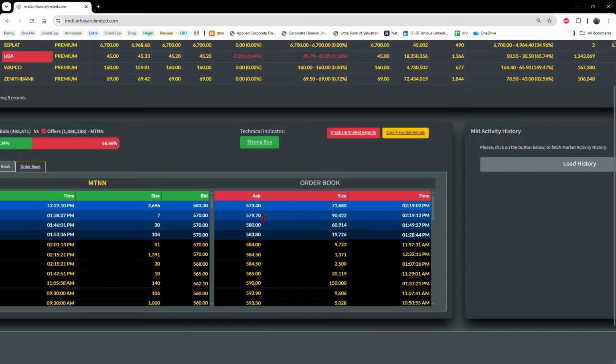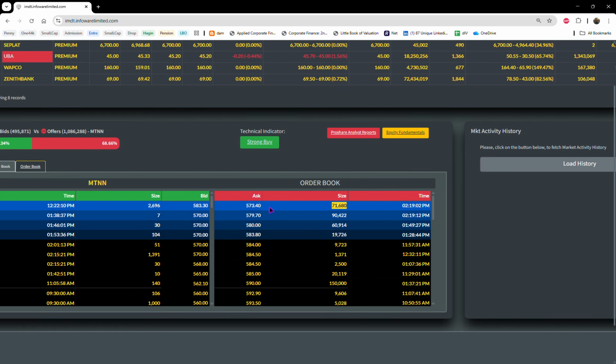Let's assume the market is live. So you come and look at this order book. Based on what I can see here, the best offer or the best ask on this order book right now is 570.4. That means this person wants to sell 71,680 units at 570.4. My own price, I want to buy my MTN 100 units at 571.